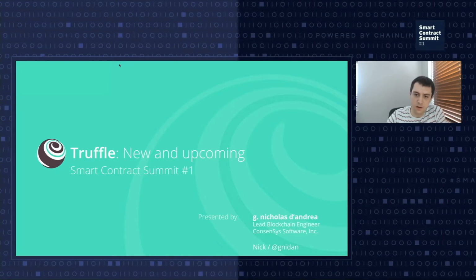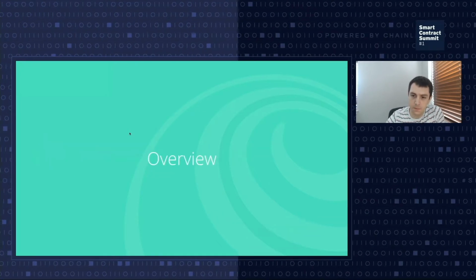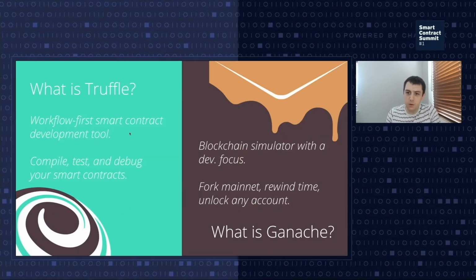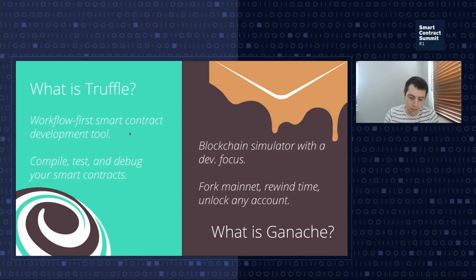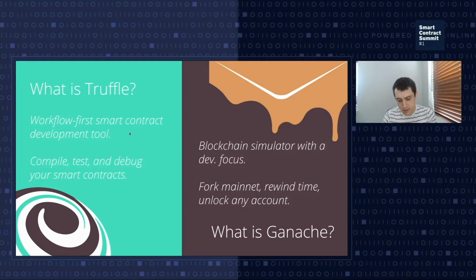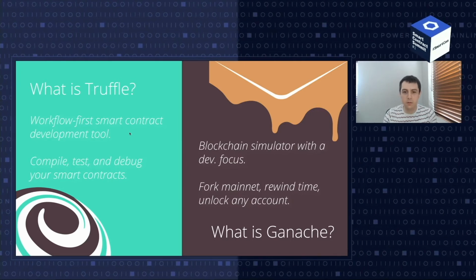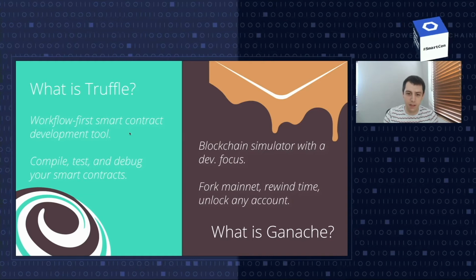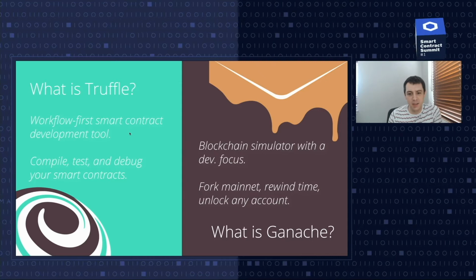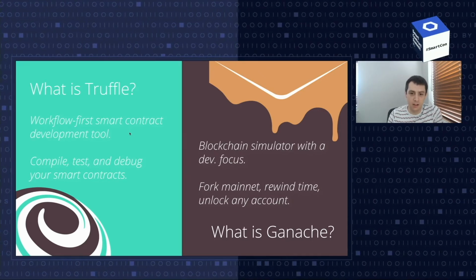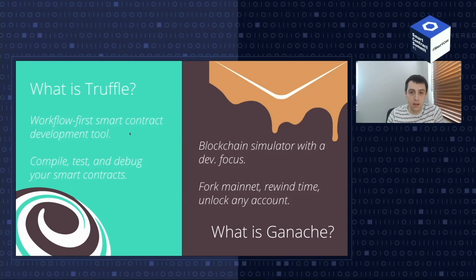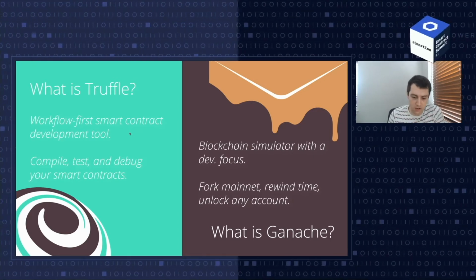So for those of you that are not familiar, the Truffle suite can be boiled down into two main tools. There's Truffle and there's Ganache. Truffle is focused on the workflow of smart contract development and the different processes that a developer takes when building smart contract applications. So that includes compiling your smart contracts, running automated tests for your contracts, and we have a Solidity debugger so that you can debug your smart contracts when things go wrong.